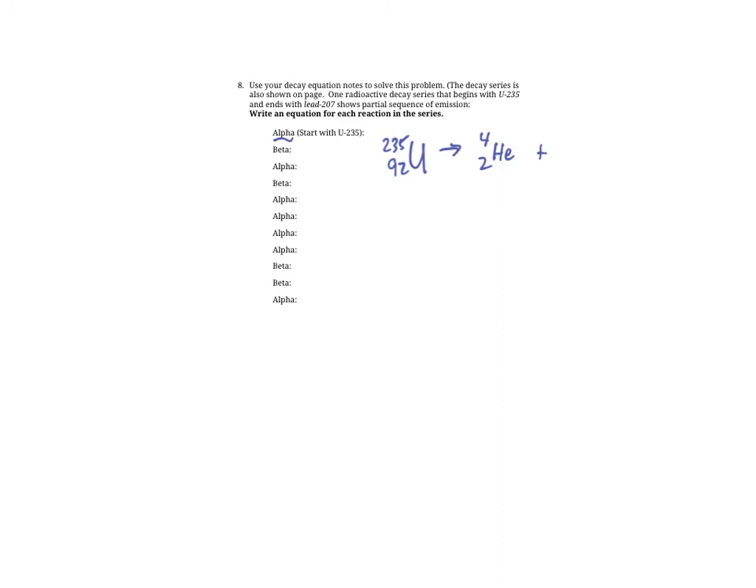So remember, the left side of our arrow needs to equal the right side. So if we have 235, 4 plus, you got it, 231 is going to equal 235, and then 90 plus 2 gives us that 92. What's element 90? It looks like it is thorium, Th.